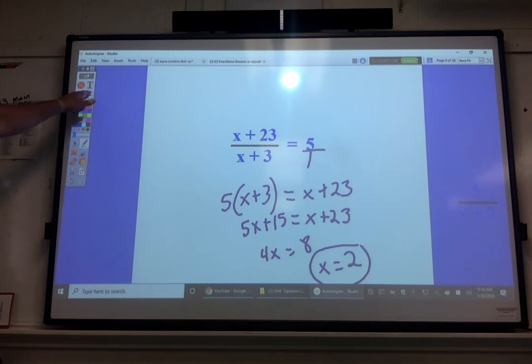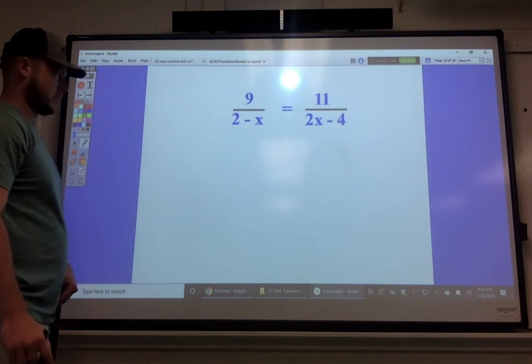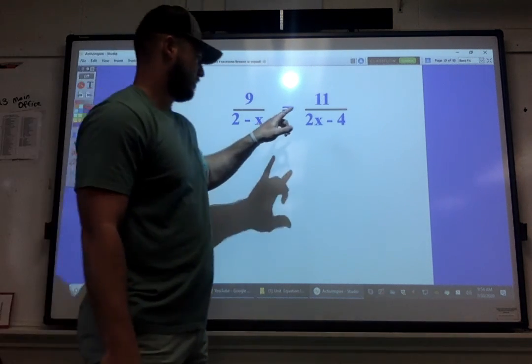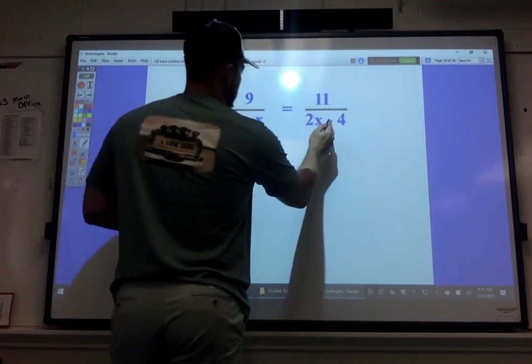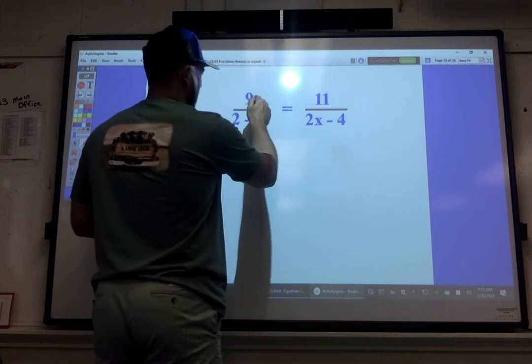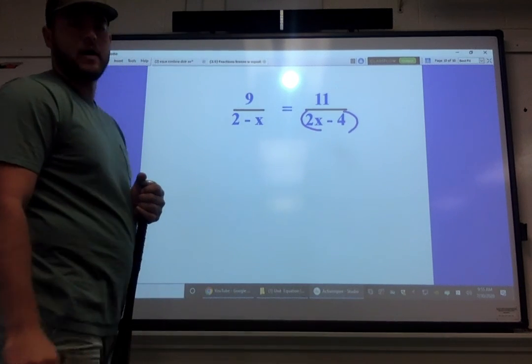Last slide. Take it away, Coach Ramsey. So, similar to one we just did a couple seconds ago, the butterfly effect is what I would like to call it. Let's go ahead and multiply my 2x minus 4 times my 9. Let's distribute my 9 to my denominator on the right.